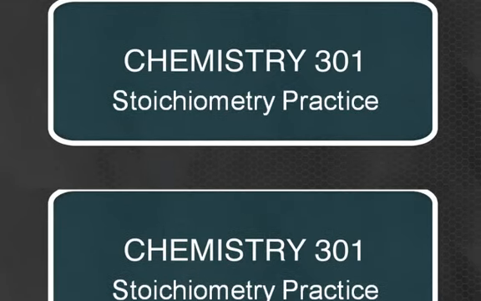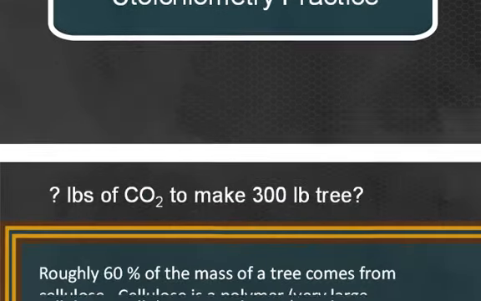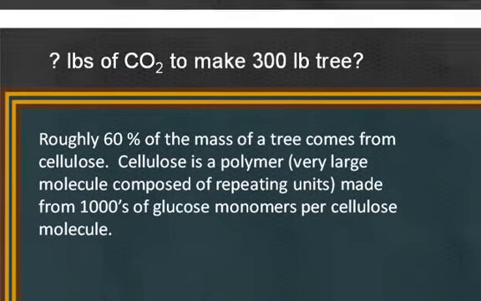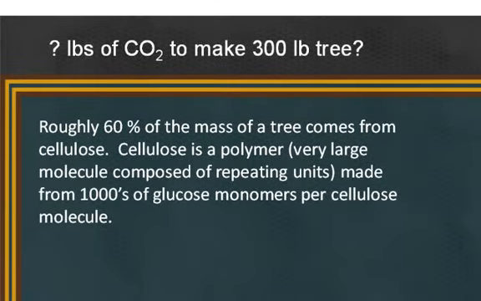But if given the information that roughly 60% of the mass of a tree comes from cellulose, you can think a little bit harder and understand that cellulose is a polymer, which is a very large molecule composed of repeating units made from thousands of glucose monomers per cellulose molecule.